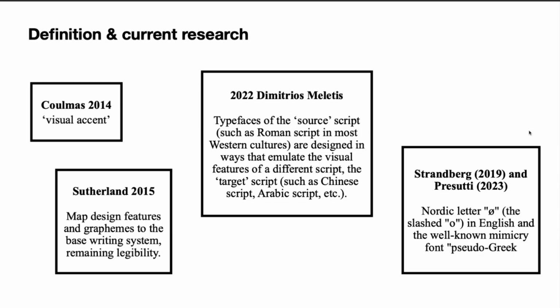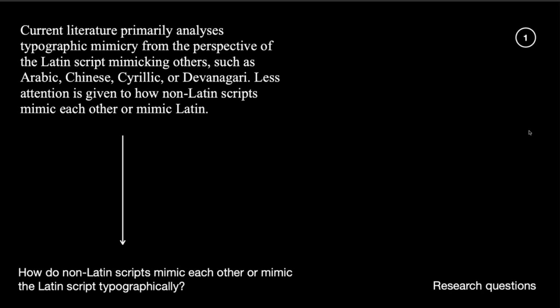And then there's the paper I want to mention, which is called Novic Pool. It's about how the Norwegian letter ø was borrowed into English to reflect this Scandinavian lifestyle. So my investigation is about this: since there are already many talks about how Latin is mimicking these non-Latin scripts, what about the other way around? What about non-Latin scripts mimicking each other, or mimicking Latin, typographically?